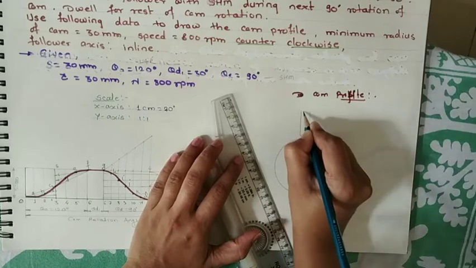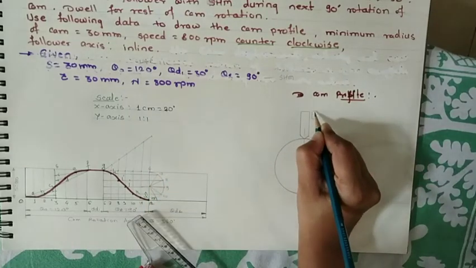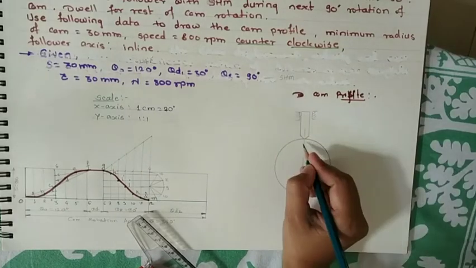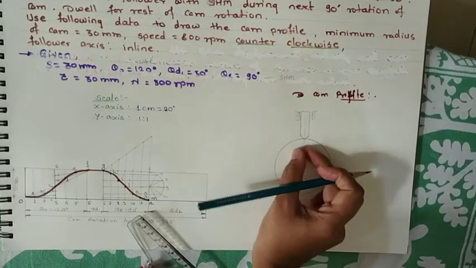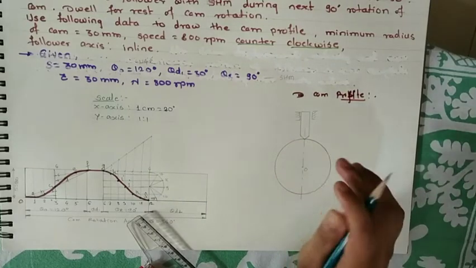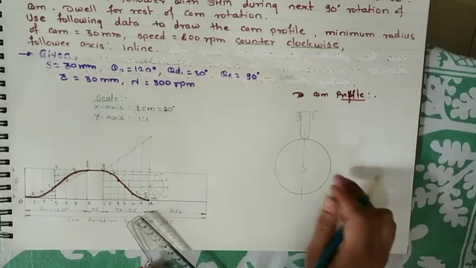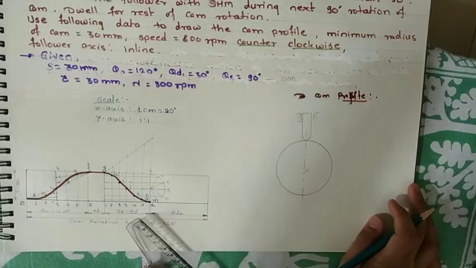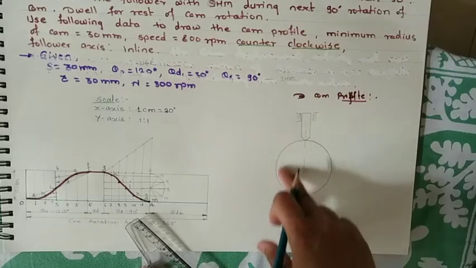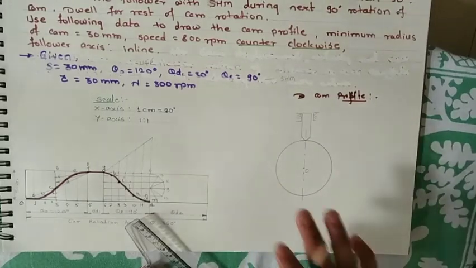So here is our knife edge follower. Just draw the follower with a knife edge and touch your knife point or sharp point at the base circle. So this is the initial position of the follower, where the follower is in contact with the base circle of the cam.